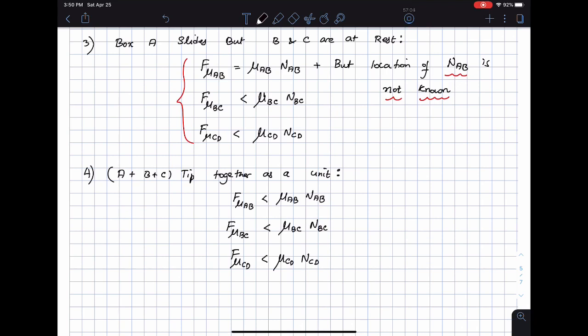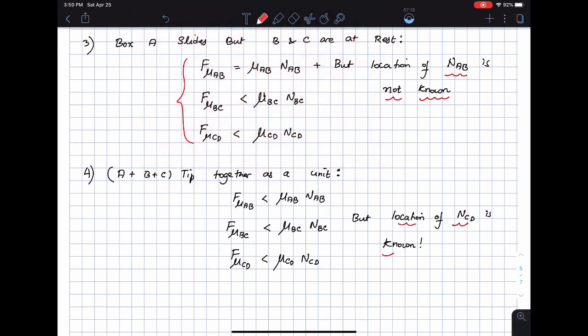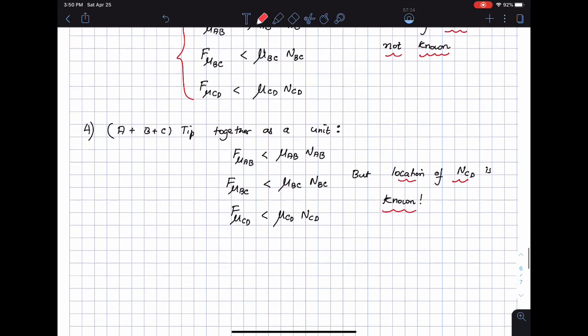But the location of N_CD is known. This is the key statement. The location of N_CD is known, which means this is going to be at the cornermost point of contact.